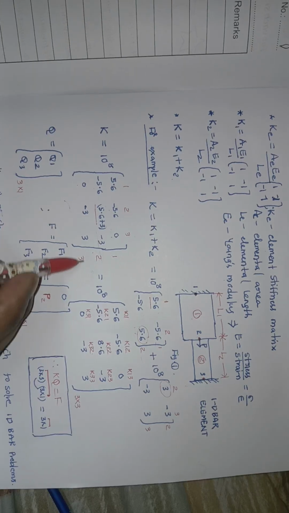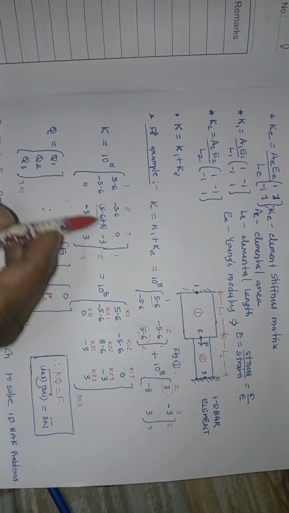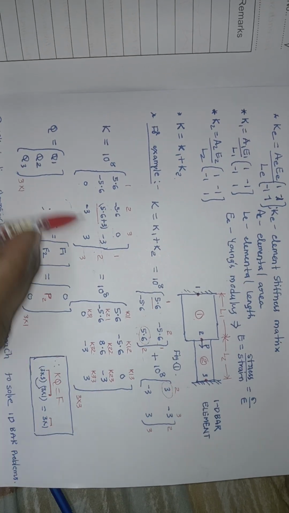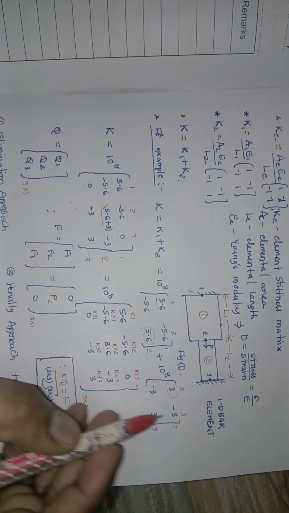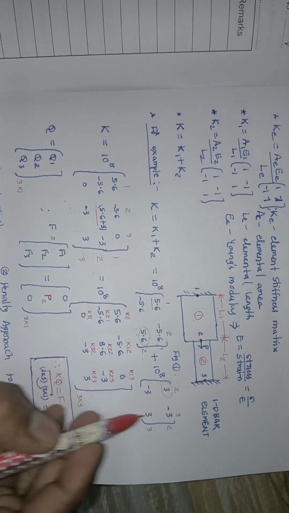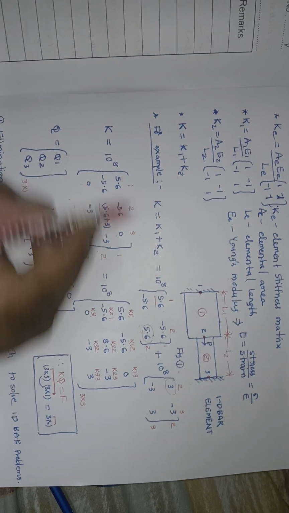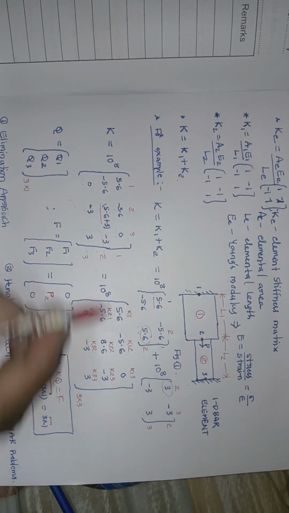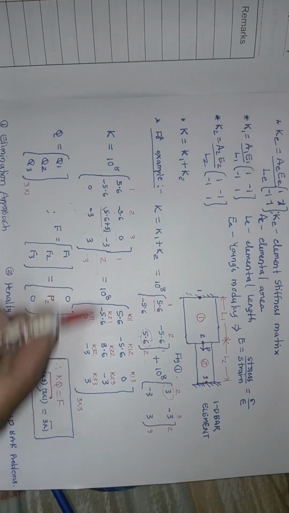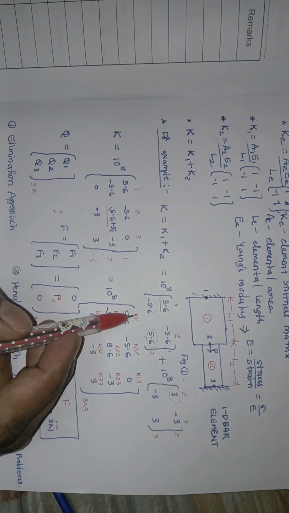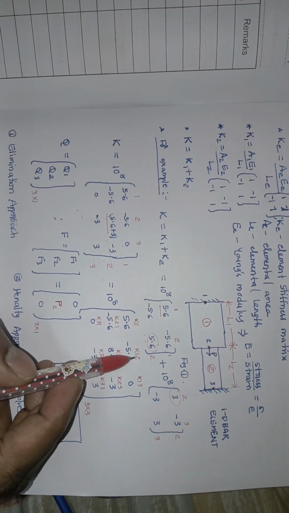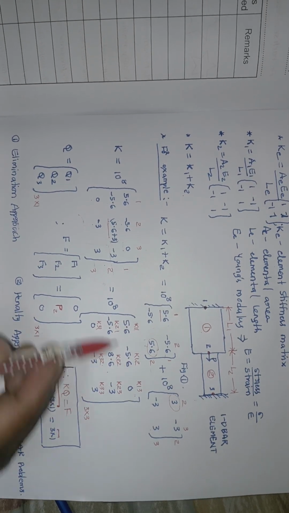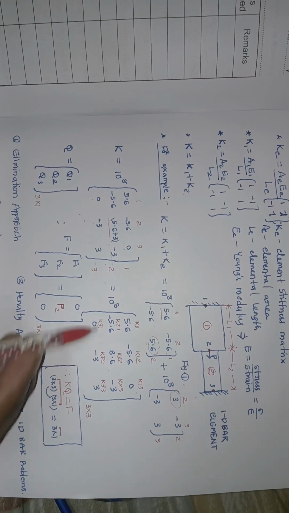Then 2, 3: here 2 is there, here 3, so 2 by 3 is minus 3. Then 3, 3: 3 and 3, this one is 3. Like that you have to fill the global stiffness matrix. Then you have to simplify, or you can write all, but here you have to add 5.6 plus 3, 8.6. Then you can write K11, K12, K13; first row 1 1, 1 2, 1 3, then 2 1, 2 2, 2 3, third row 3 1, 3 2, 3 3.